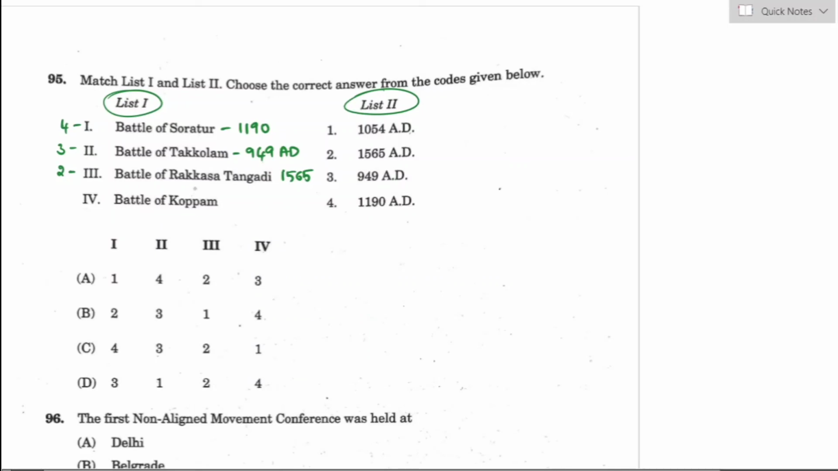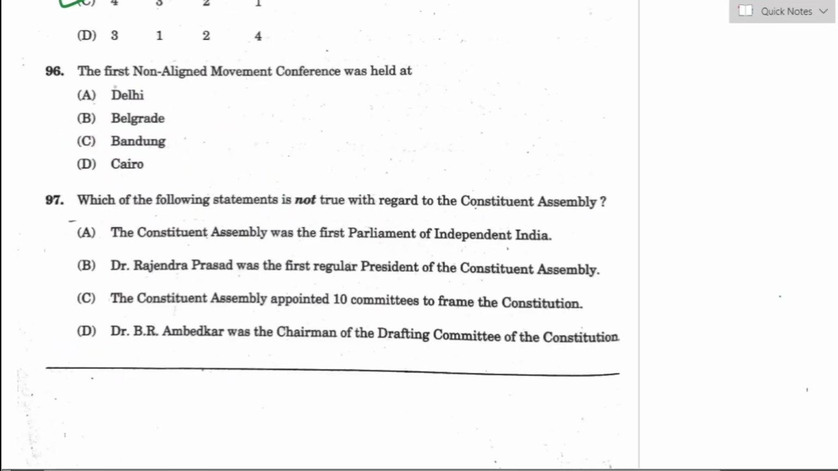Statement 4, Battle of Koppam. The Battle of Koppam was fought between Chola and Chalukya in the year 1054 AD. So for statement 4, the right answer is option 1. So the correct code combination is 4321. So option C is the right answer. Question number 96. The first Non-Alignment Movement conference was held in 1961 at Belgrade. Option B is the right answer.